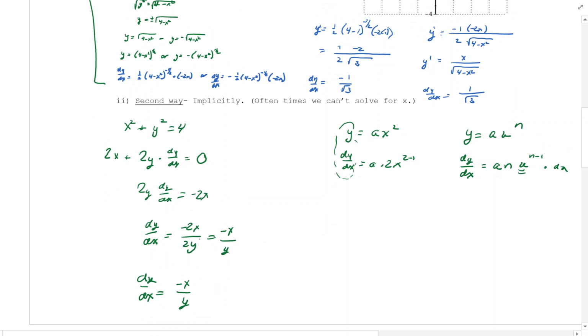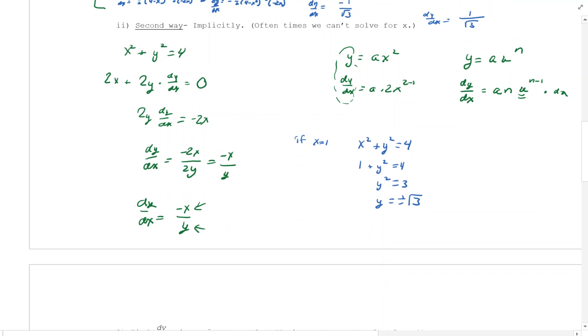If I want to find the value of the slope of the derivative at x equals 1, I not only need to plug in the x value, but I'm going to need to plug in the y value. So to do that, if x equals 1, what does y equal? Coming back to our original equation, x squared plus y squared equals 4. If x is 1, 1 plus y squared equals 4, y squared equals 3, or y equals plus or minus the square root of 3. So I've got 2 points: the point (1, root 3) and (1, negative root 3).